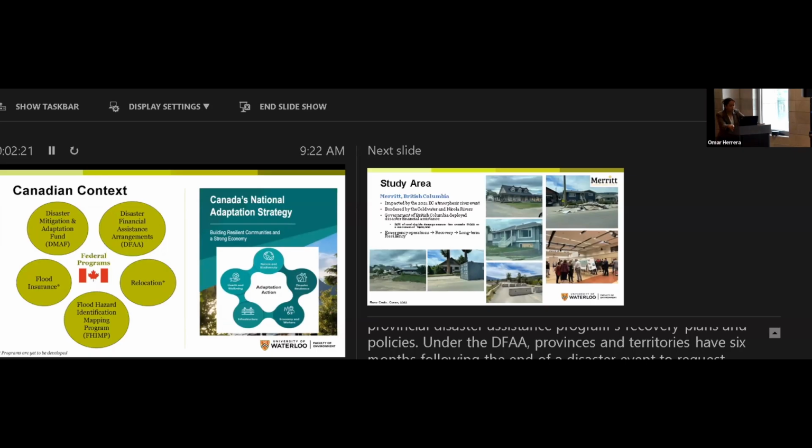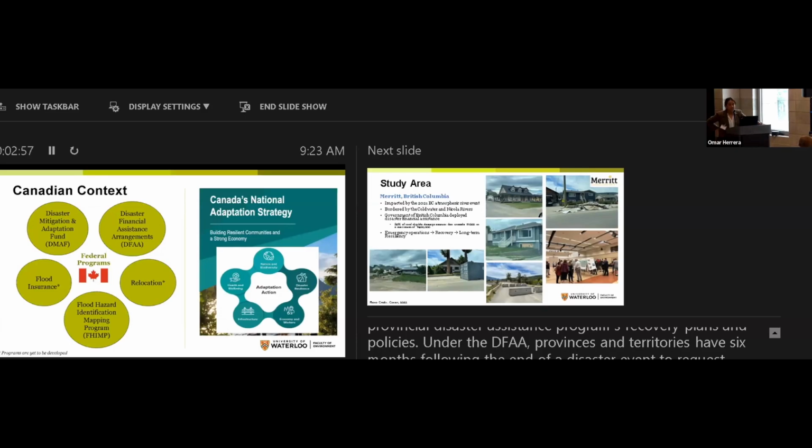So for the DMAF fund, this was a 10-year project, and now the DMAF fund has been renewed as of February 2023. We also have a program called the Flood Hazard Identification and Mapping Program, which is funding provided again to provinces and territories to help work on modeling and mapping and update some of the maps, because a lot of these communities are working with legacy maps that are from the 70s. And so it's really hard to make bylaw or regulatory changes within the community.